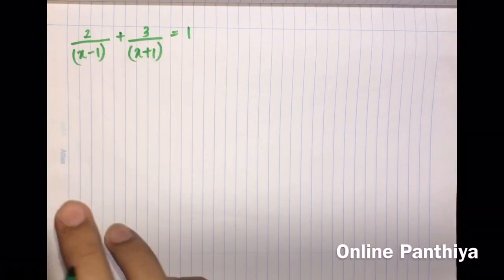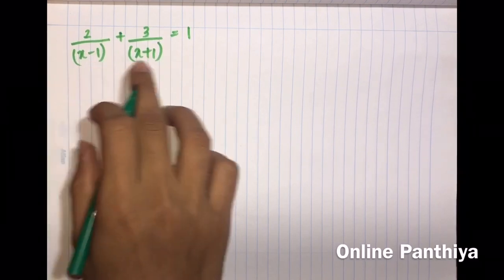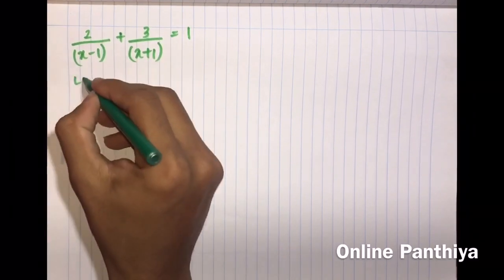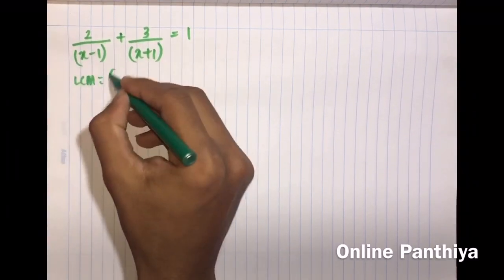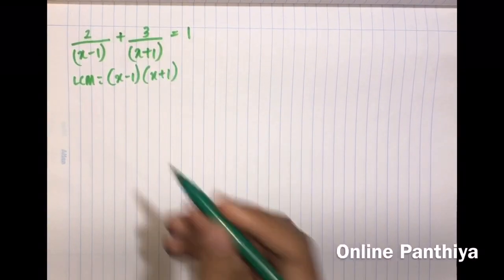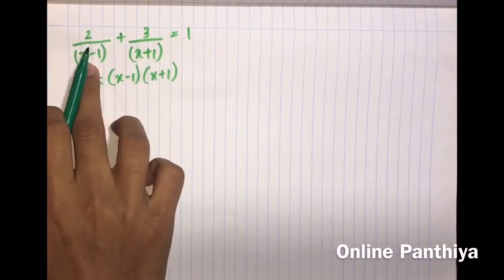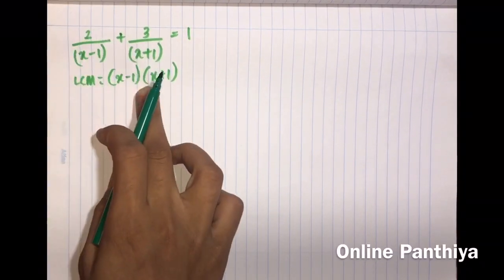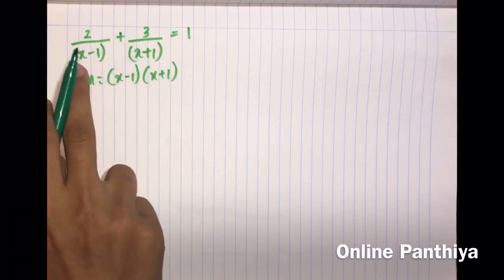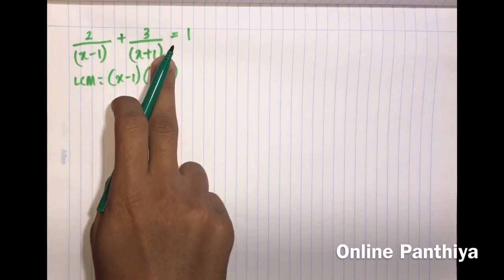Now how do you make fractions the same? Since they have different denominators, you have to find the LCM. What is the LCM of both? Since they are different, you have to multiply them, right? Yes. So you have to now make these denominators into this LCM. Therefore, this you have to multiply by x plus 1, and this you have to multiply by x minus 1.